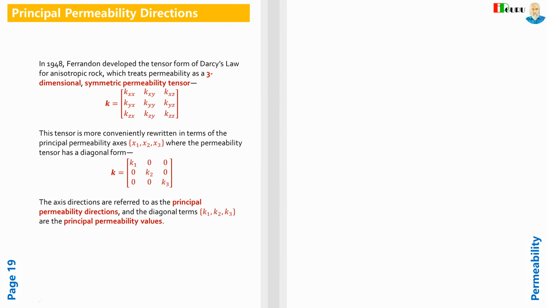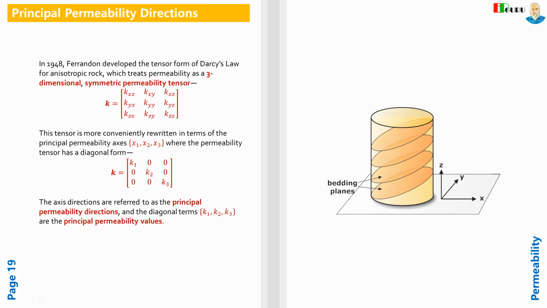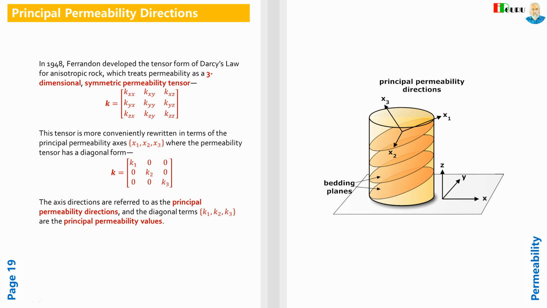In 1948, Ferrandon developed the tensor form of Darcy's law for anisotropic rock, which treats permeability as a three-dimensional symmetric permeability tensor. This tensor is more conveniently rewritten in terms of the principal permeability axes, where the permeability tensor has a diagonal form. The axis directions are referred to as the principal permeability directions, and the diagonal terms are the principal permeability values.